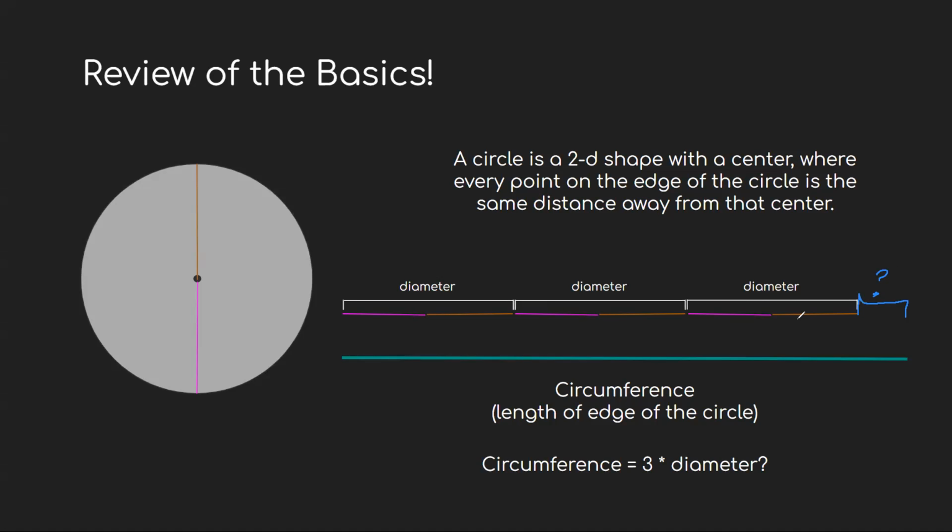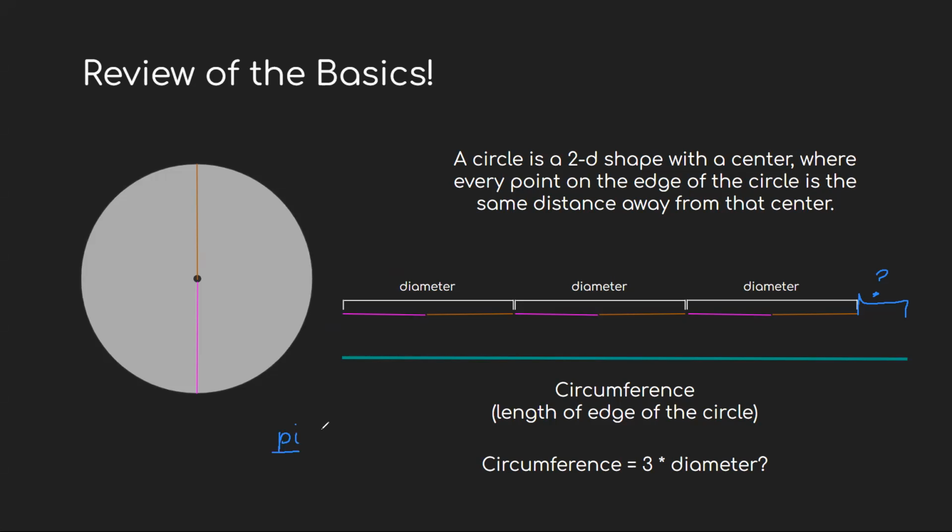Does anyone know what the perfect amount of diameters in a circumference is? There's a specific word that we use that I taught last time. Does anyone know this? You can type it out in the chat or unmute. No? Okay, no problem. This is something we call pi, right?